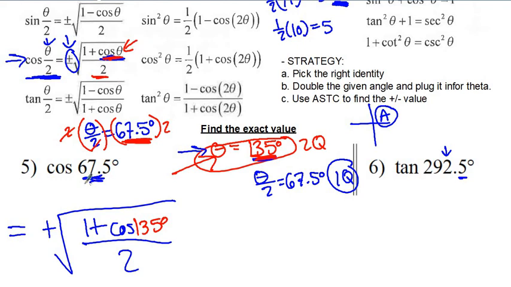So all we're doing is taking this formula up here and plugging in the theta that we found. How did we find the theta? We found it by doubling this angle, because this is half of an angle. So we need to find out what was the original. Alright, so now we'll just keep going here.